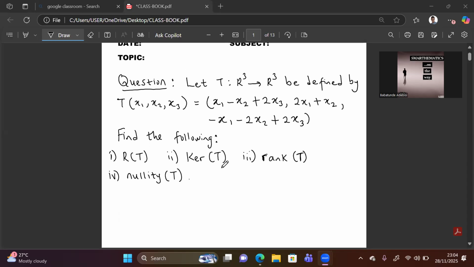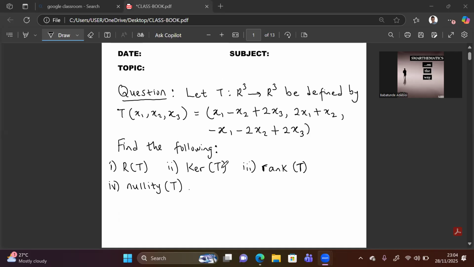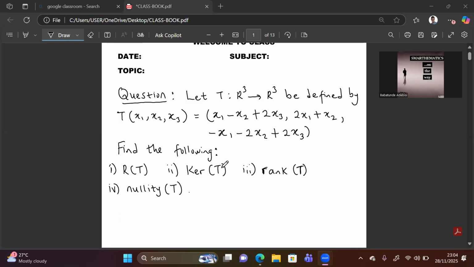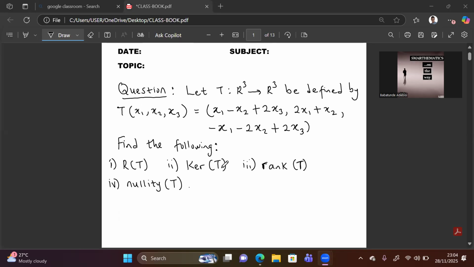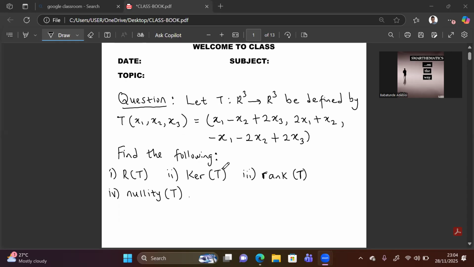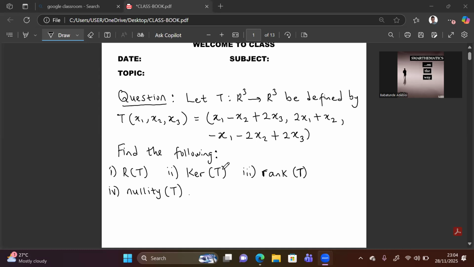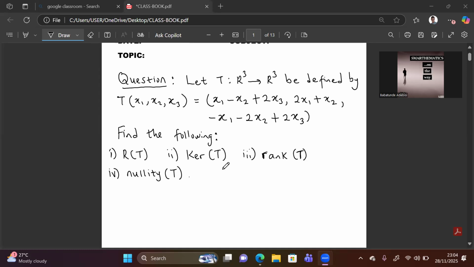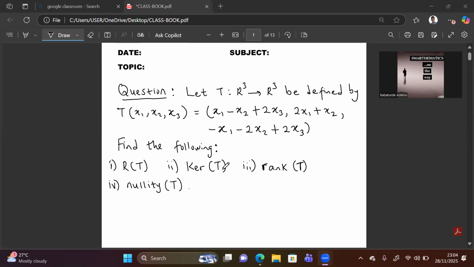But what we need to know before we can solve this, let me quickly explain what we need to know before we can find the solution. And that is knowing what we call the echelon form of a matrix.